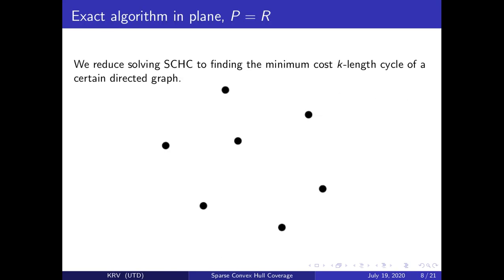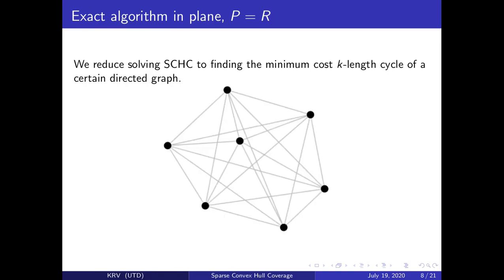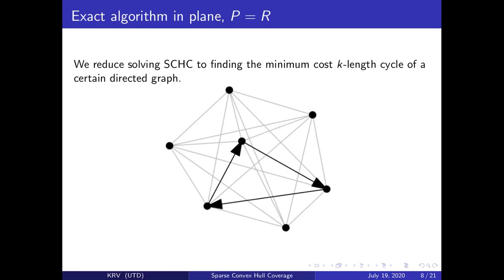So in the plane, if P equals R, basically what we do is we reduce our problem to finding the minimum cost k-length cycle of a certain directed graph. Say we've got these points in the plane, and notice you can also view these points as vertices in a graph, a complete graph. Here are the edges, and these edges are going to be directed, but I didn't draw arrows just because that would get really messy. Now notice in this graph, a cycle like this corresponds to the convex hull of those 3 points in the plane.